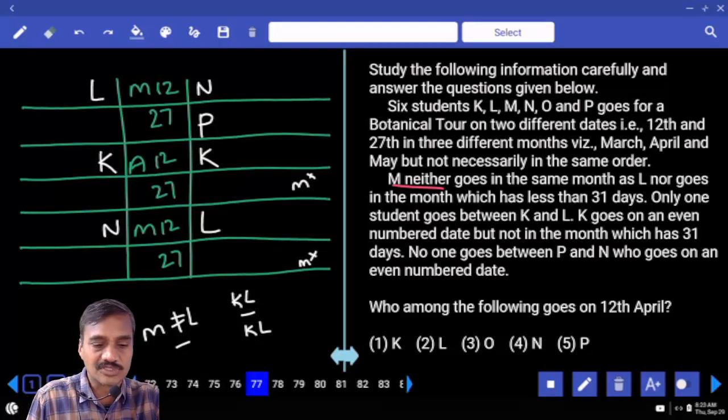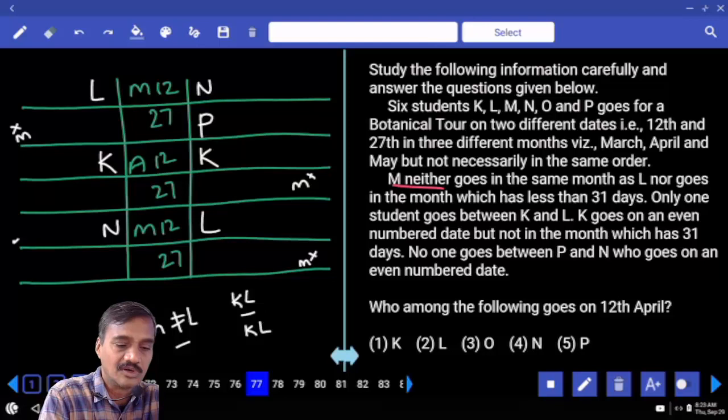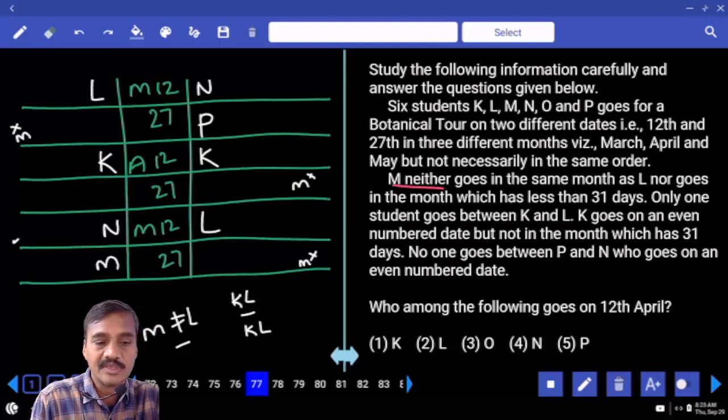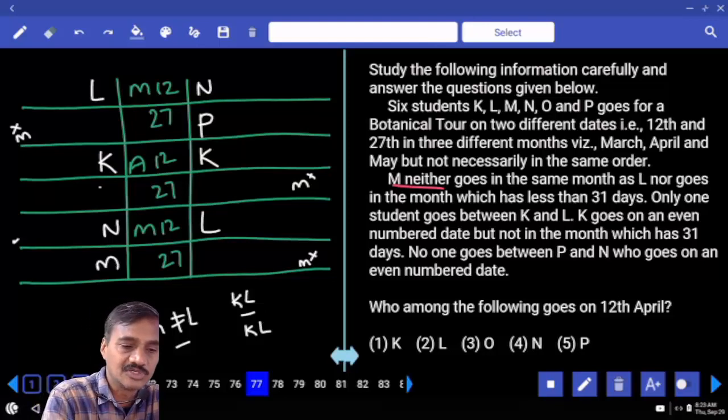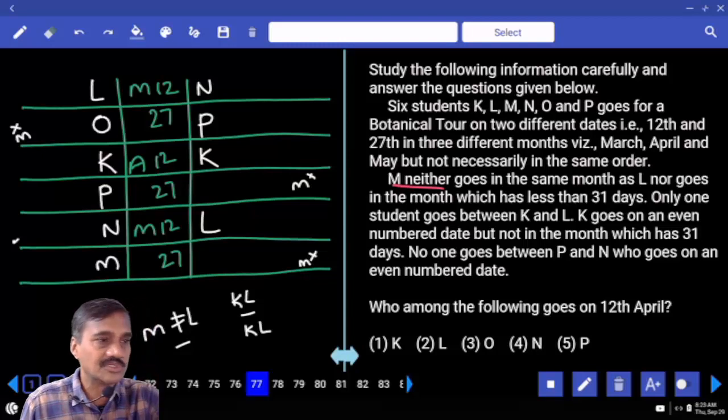Then coming back to the next one, where should M be? M cannot be at this place. As M cannot be here, M must be in this one. If M is here, N and P are adjacent to each other, so P is here. Now if P is here, O is the person left.